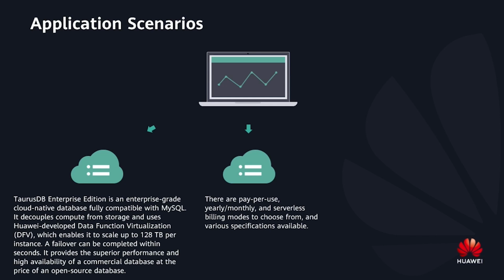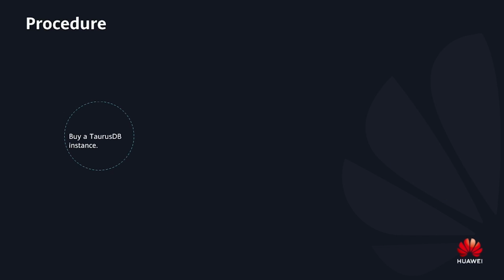There are pay-per-use, yearly or monthly, and serverless billing modes to choose from, and various specifications available. This video shows how to buy a TaurusDB instance. The procedure is as follows. Step 1. Buy a TaurusDB instance. Step 2. Log in to the TaurusDB instance. Step 3. Check the login results.